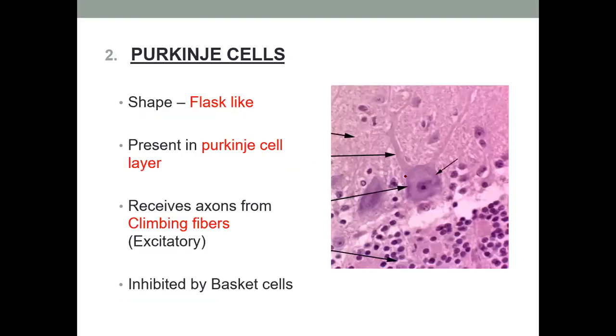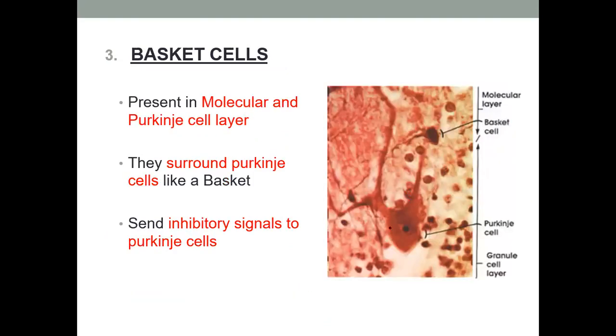Purkinje cells are basically flask-shaped cells. You can clearly see here, this is a Purkinje cell, and they're majorly present in the Purkinje cell layer. The fibers which come and excite or stimulate this cell are the climbing fibers, and they're inhibited by the basket cells. You can see the Purkinje cell here, and in very close proximity another cell called the basket cell. Basket cells can be present in the molecular layer as well as the Purkinje cell layer, and they surround the Purkinje cells like a basket. That's why we call them basket cells. They send inhibitory signals to inhibit the Purkinje cells. So whenever a climbing fiber comes and excites the Purkinje cell, the basket cell can come and inhibit it. That's how it works.